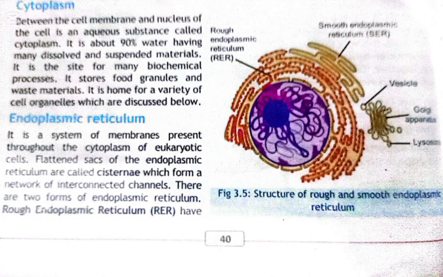So we will start this lecture with the topic of endoplasmic reticulum. First of all, you can see an image on the left side of your textbook. So focus on the image. The orange part around the nucleus is rough endoplasmic reticulum and the gold or tan part outside the orange part is the smooth endoplasmic reticulum.